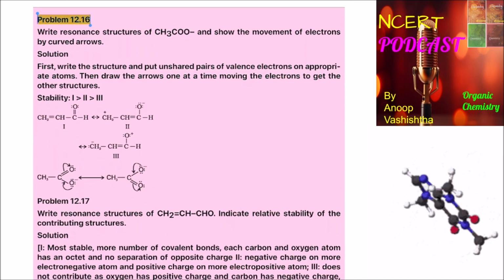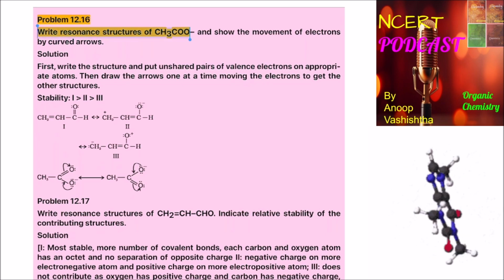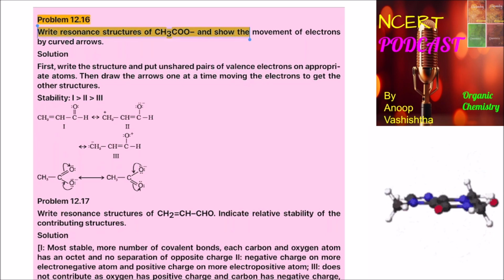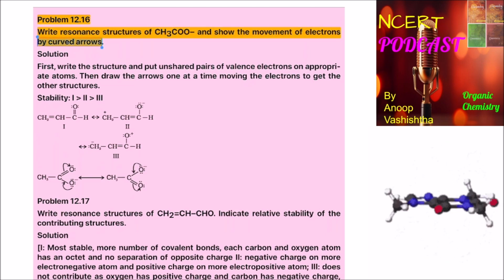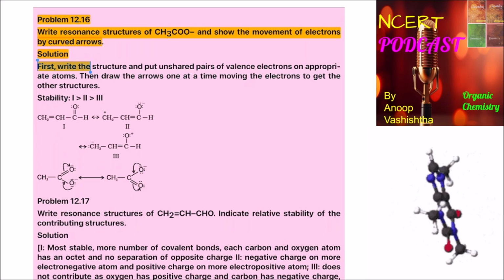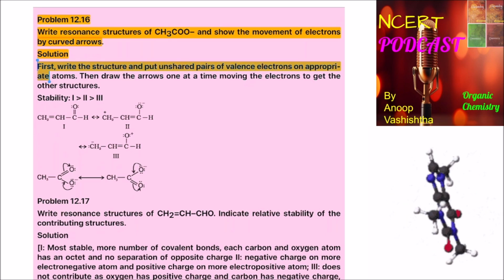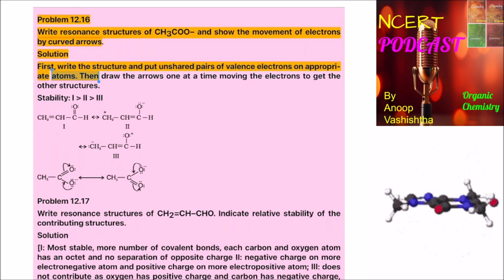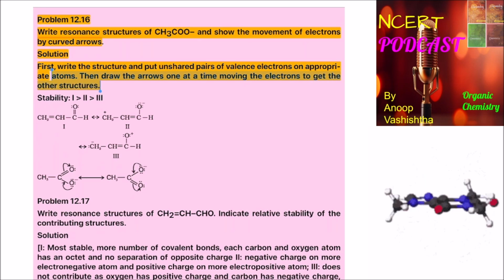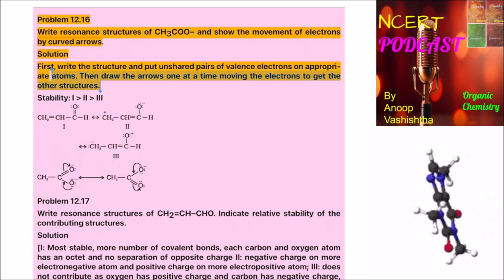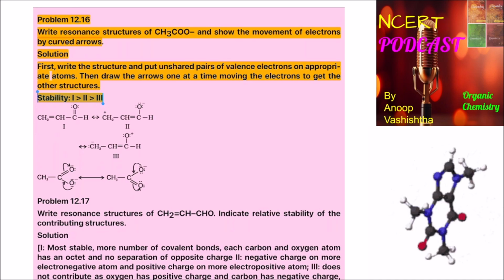Problem 12.16. Write resonance structures of CH3COO- and show the movement of electrons by curved arrows. Solution. First, write the structure and put unshared pairs of valence electrons on appropriate atoms. Then draw the arrows one at a time, moving the electron to get the other structures. Stability 1 > 2 > 3.